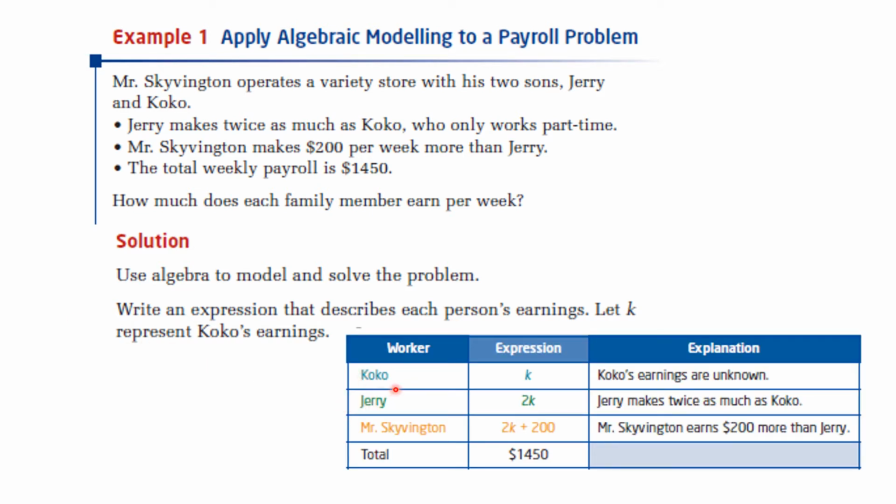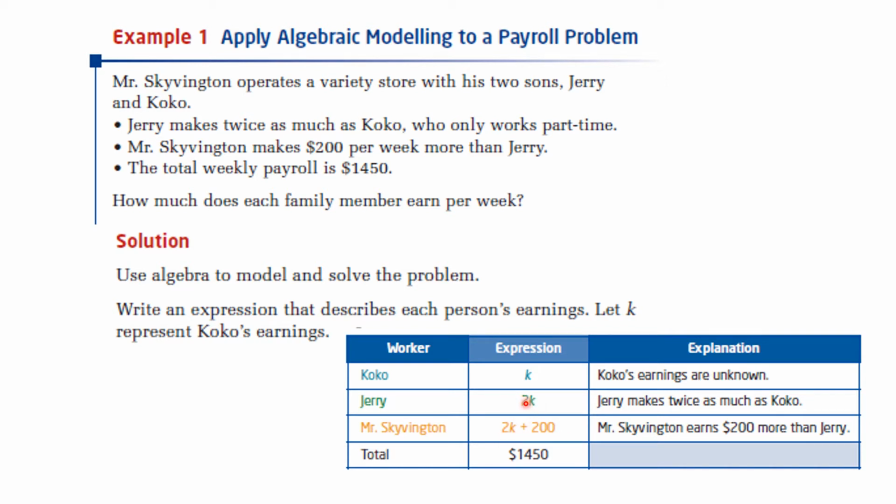So here's Coco. If you use tables, some students really like charting everything out in a table. So here we've got the worker. Coco is K, and we don't know how much Coco makes. Jerry makes twice as much as Coco, so Jerry's 2K. Now, Mr. Skivington makes 200 more than Jerry. So this was Jerry. Jerry was 2K, right? So Mr. Skivington is 200 more than Jerry. So 200 more than 2K.